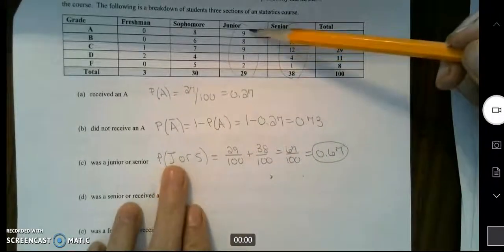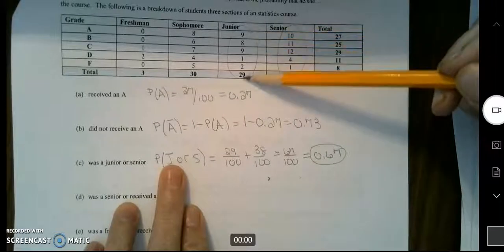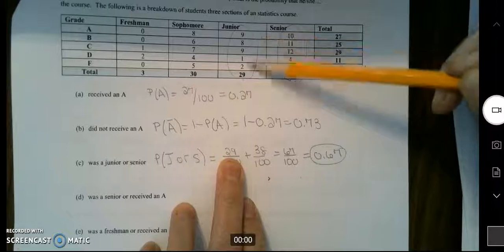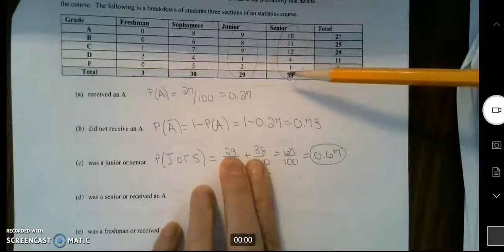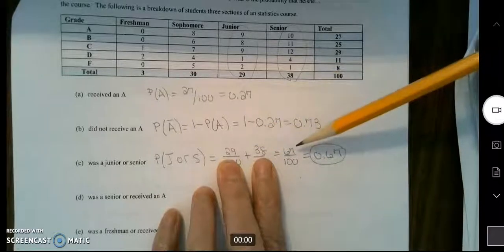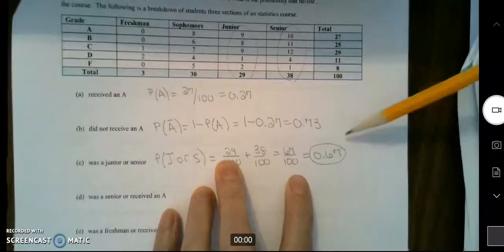Okay, so if I do this intuitively, I'm going to just go ahead and add the juniors to the seniors. You could put this over one denominator or two. If you add those up, you get 67 out of the total of 100, which is 0.67.